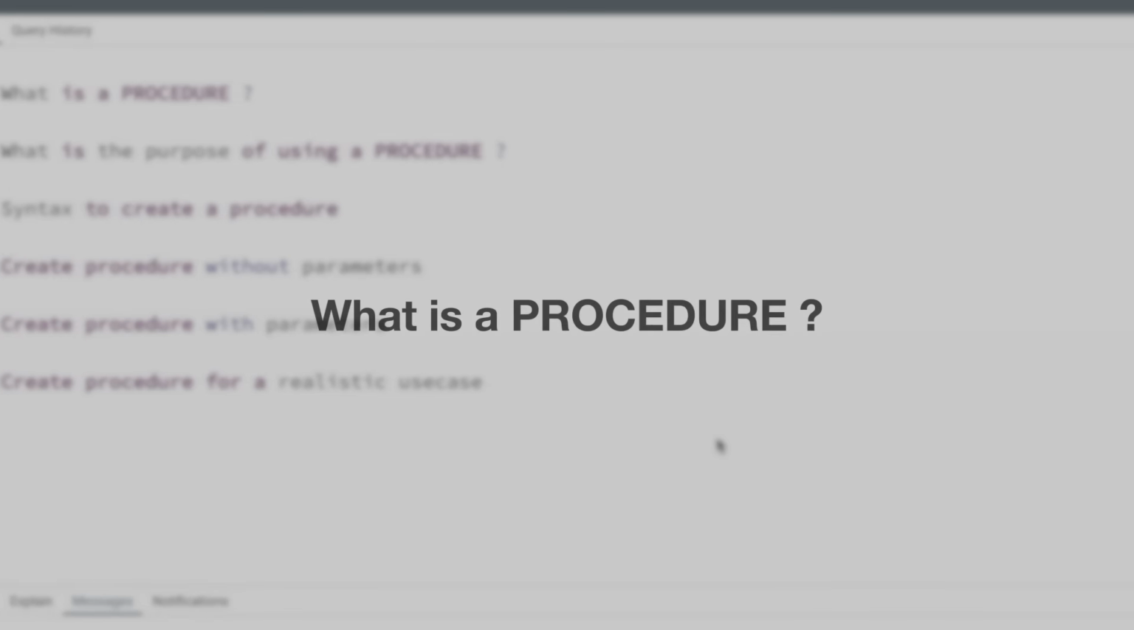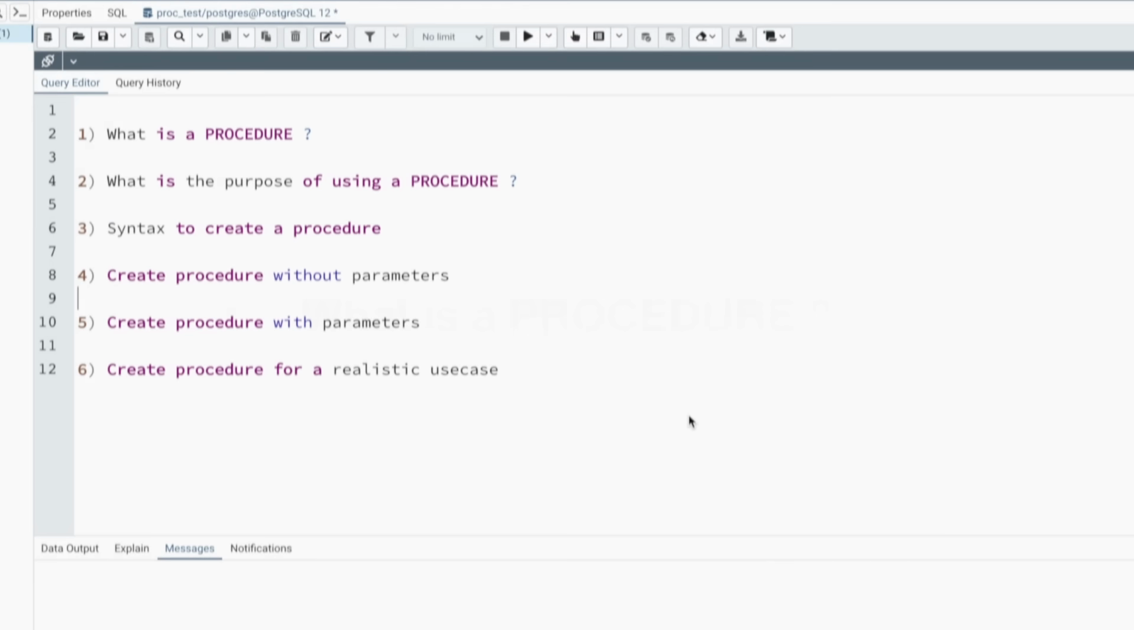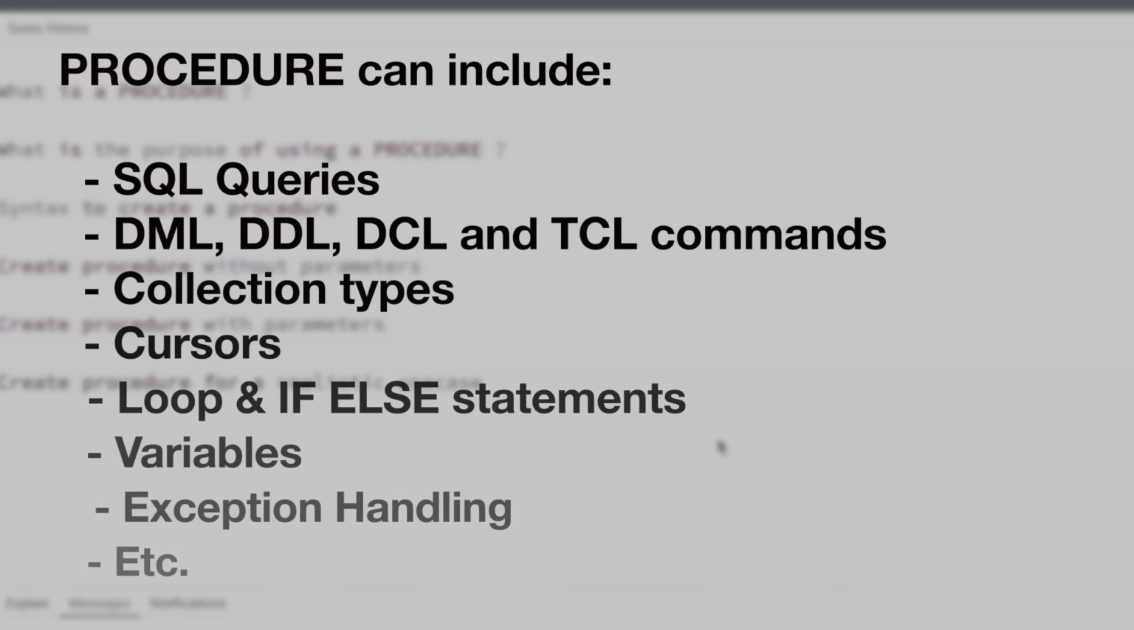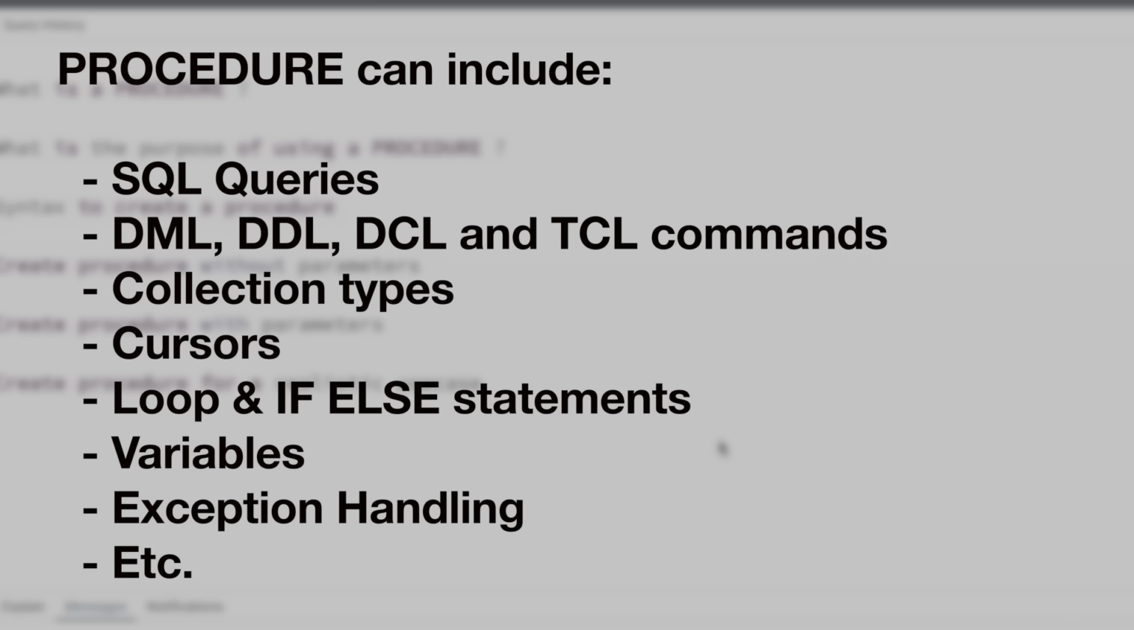Okay, so let's start by understanding what a procedure is. Now a procedure is a block of code which is given a name and is stored in the database. Okay, now this block of code can include SQL queries, and it can also include several different SQL commands like DML commands, DDL commands, DCL commands, TCL commands, etc. Okay, now along with these, a procedure can also include several other concepts such as collection types, cursors, loop statements, if-else statements, variables, exception handling, and much more.